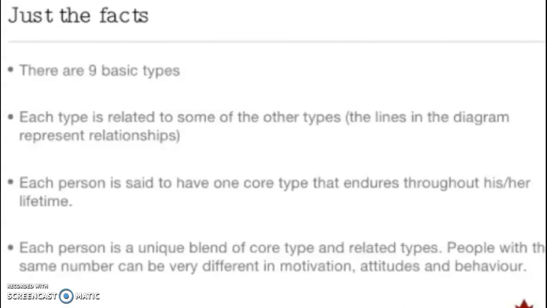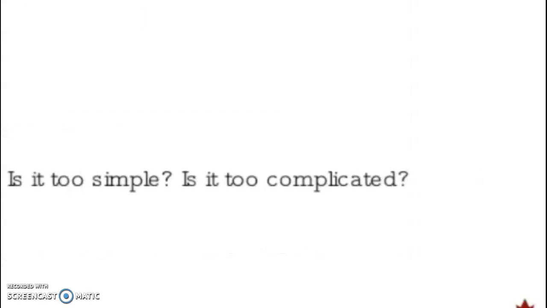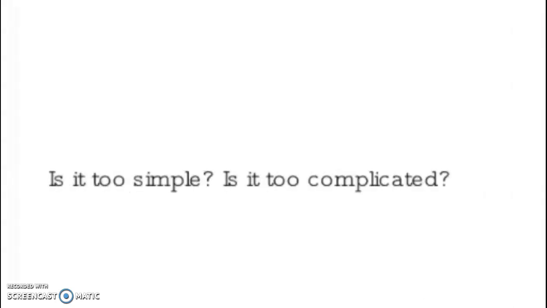So just some basic facts. There are 9 basic types of Enneagrams, of core personalities. Remember that 9-point star. Each type is related to other types. So the lines in the diagram, that 9-point star, they relate to each other. They represent relationships. Each person is said to have one core type that endures throughout their lifetime. Okay, it can change or it can slide around, but usually the core type is what we stick to. Again, each person is a unique blend of different core types and related types. People with the same number can be very different in motivations, attitudes, and behaviors. Is it too simple? Is it too complicated? That's something that we will be looking at at the core of our Enneagram project and our Enneagram notes.